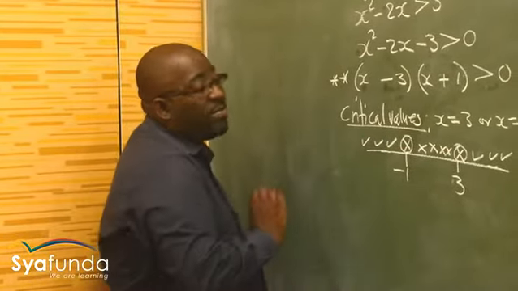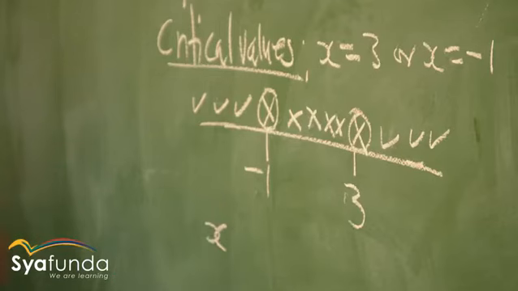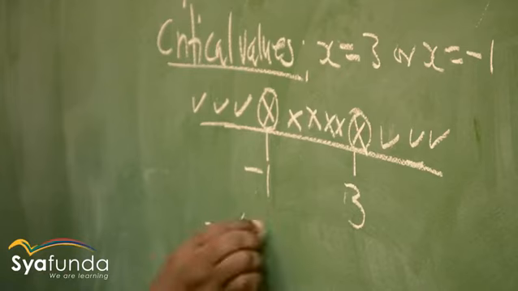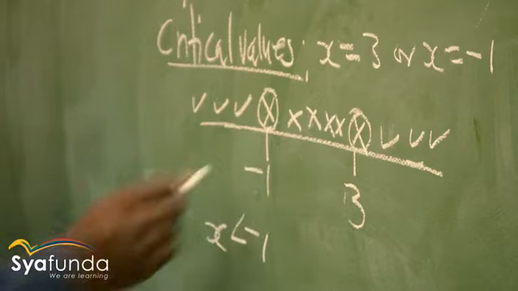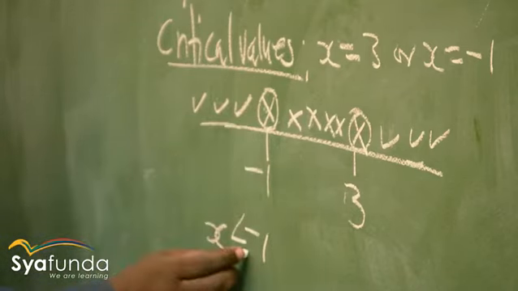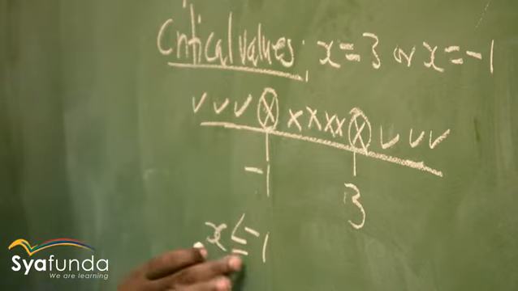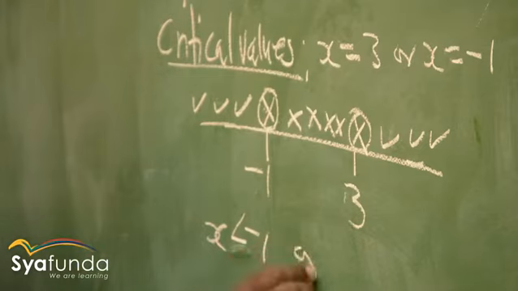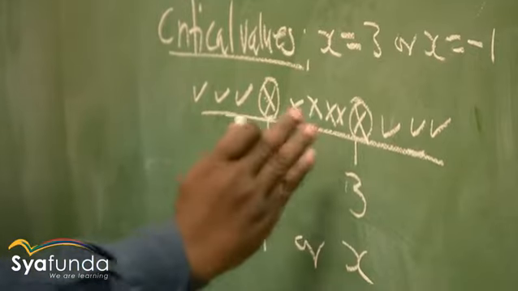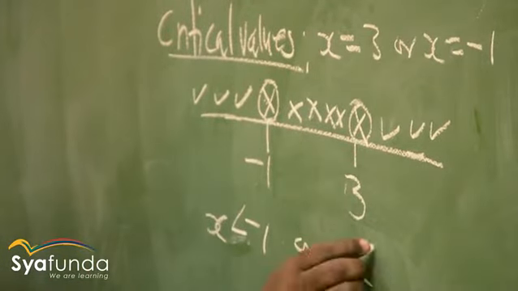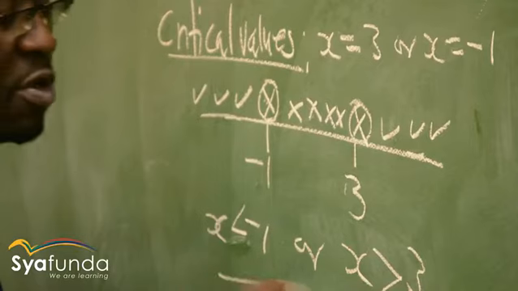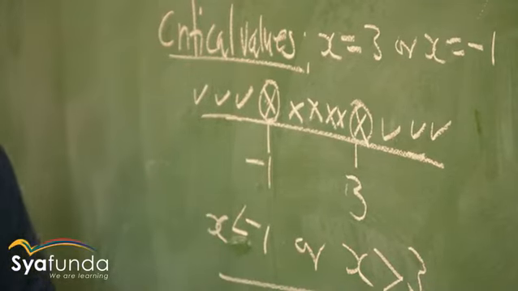In this case, what is my solution? My solution, which is x in this case, is less than minus 1. Remember, minus 1 is not part of the solution. If this was part of the solution, I was going to have an equal sign here. But it is not part of it. Right. Or my other solution, what is it that I see? I see that the solution are all the numbers that are bigger than 3. So my other solution is x greater than 3. So this is how you represent your inequalities.